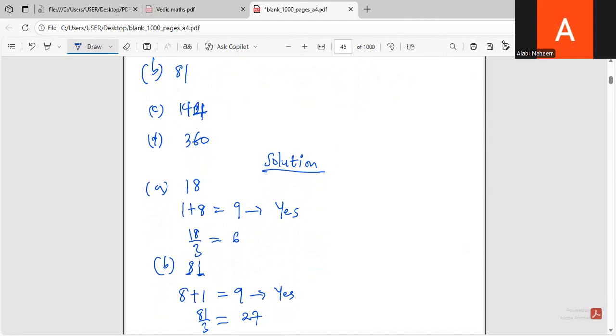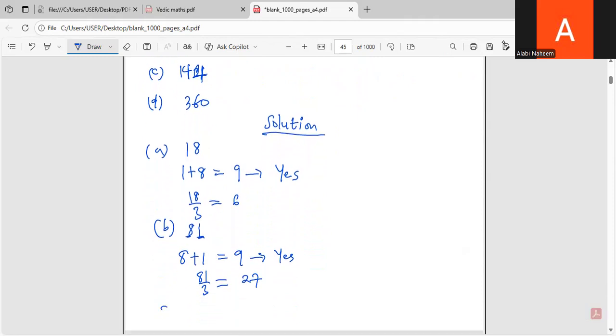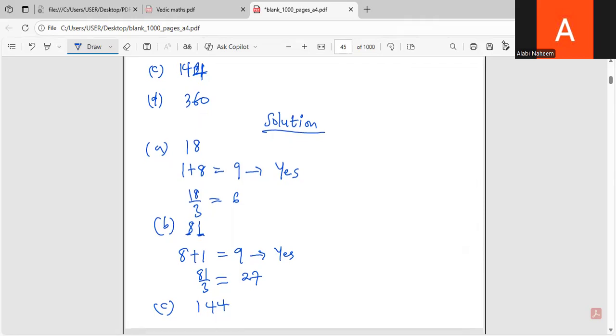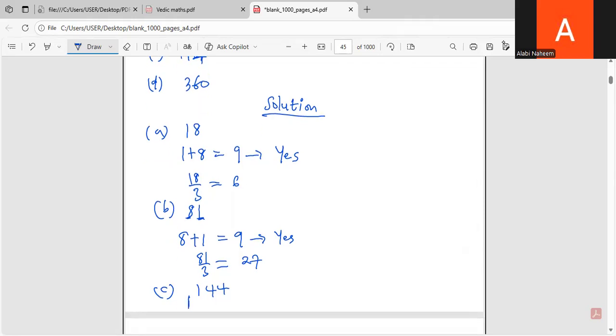So we are right. The next number, 144, is it divisible by 3? So we sum up its digits. 1 is a digit, 4 is another digit, 4 is another digit. So add 1 plus 4 plus 4. That gives 9. Is 9 divisible by 3? Yes. So we can conclude that 144 is divisible by 3.